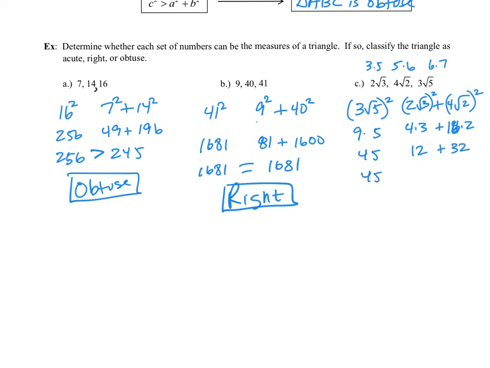So let's compare 45 to the sum. 12 and 32 is 44. Now, since 45 is bigger than 44, in other words, the square of the biggest side is greater than the sum of the squares of the other two sides, we know then that this is another obtuse triangle.